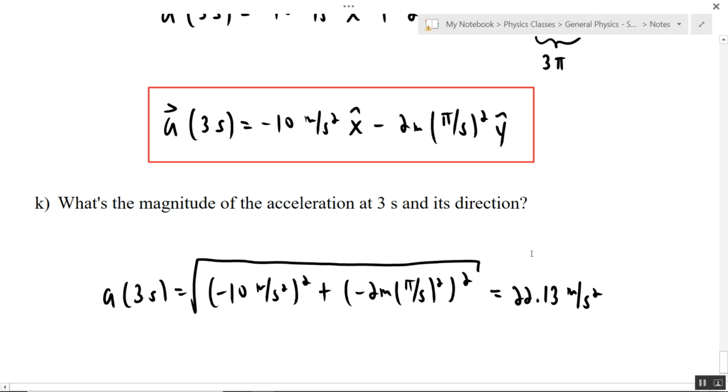And it's actually meters per second squared. The units should be meters per second squared, but the question is how does it come out through here? When you square meters per second squared, you get meters squared per second to the fourth. Both of these terms are meters squared per second to the fourth when you square them. Then you add them together, you get meters squared per second to the fourth, and you take the square root. The square goes away, and you get meters per second squared. All right, so that's the magnitude.